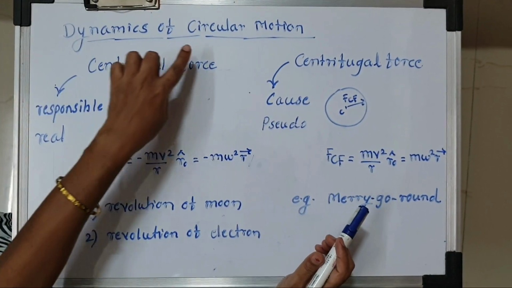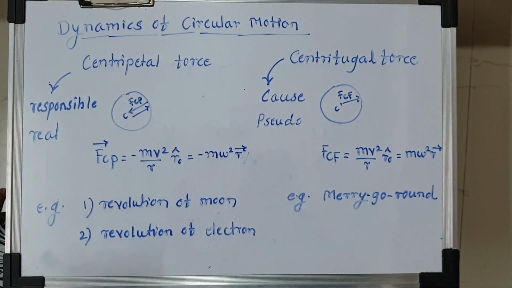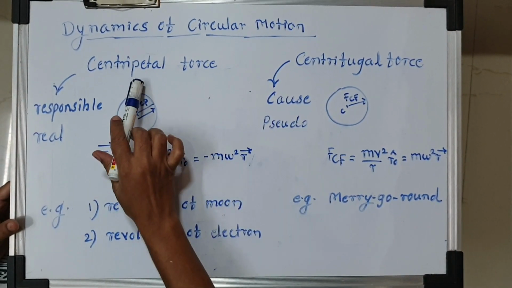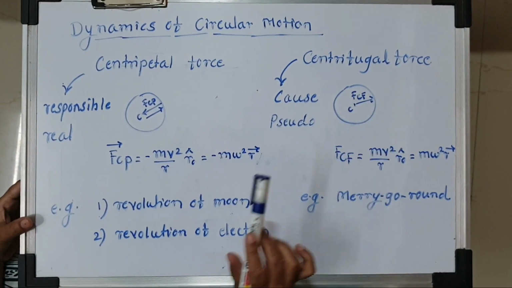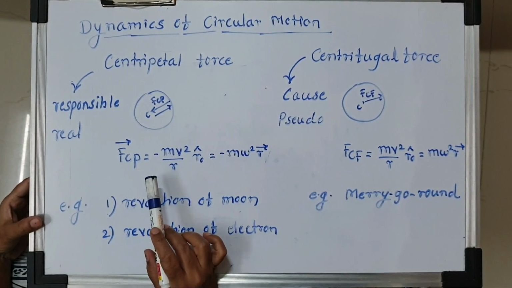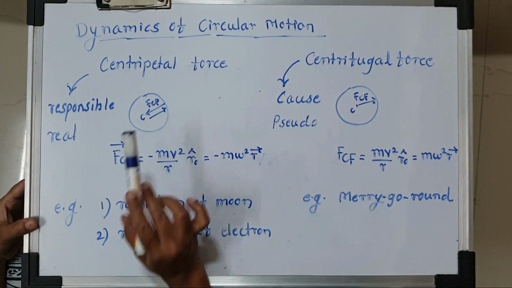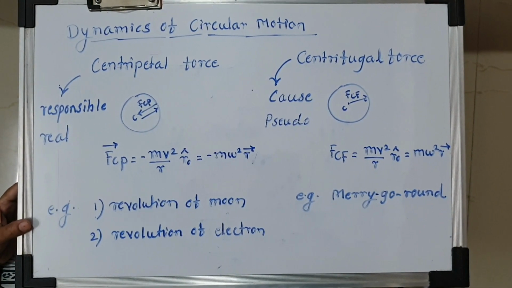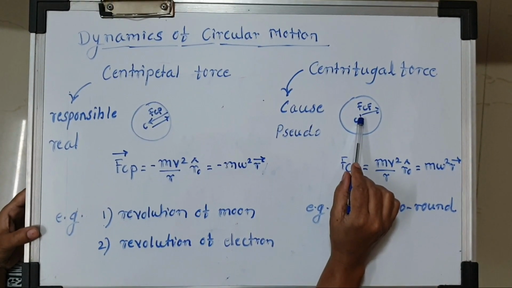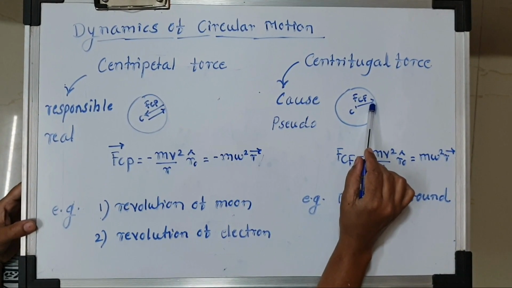Dynamics means to study the circular motion with the forces. Now in circular motion we see two forces, one is a centripetal force, another is a centrifugal force. Now what is a centripetal force? The force which is directed from the circumference towards the center of the circle is known as the centripetal force. And what is the centrifugal force? The force which is directed from the center of the circle to the circumference of the circle is known as the centrifugal force.